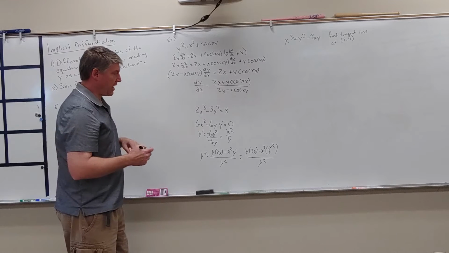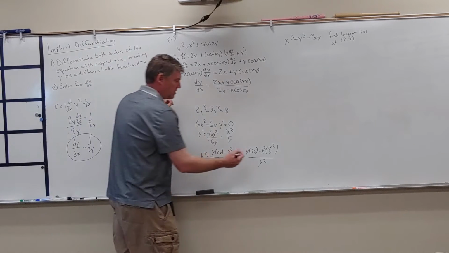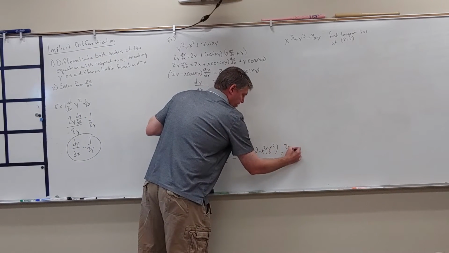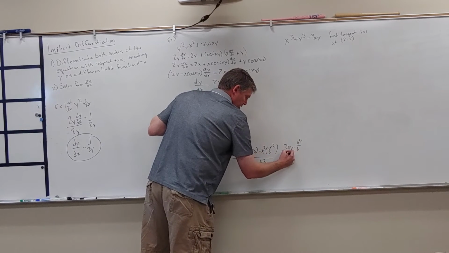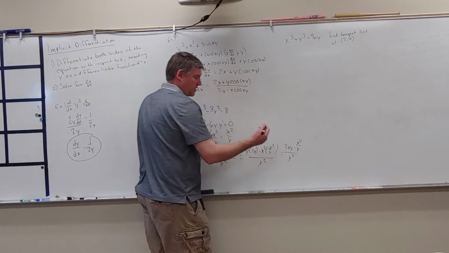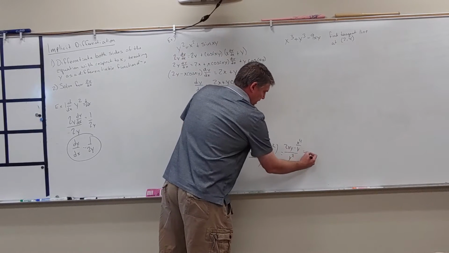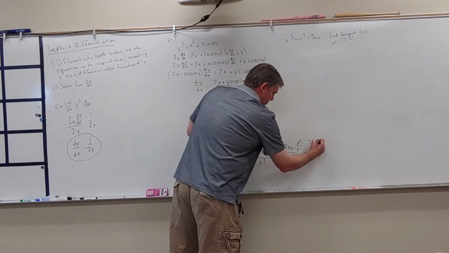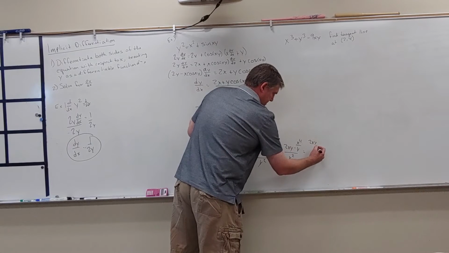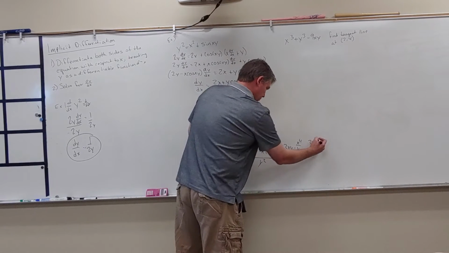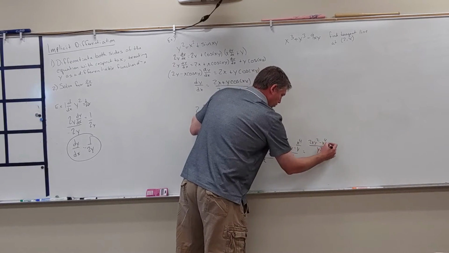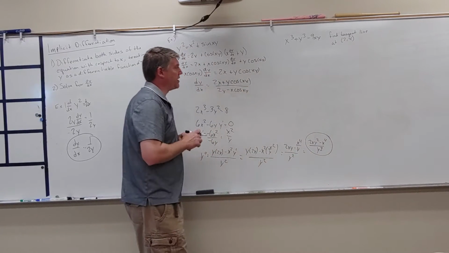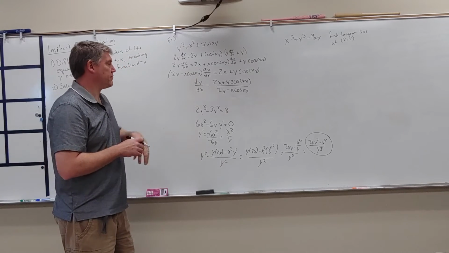And so I could simplify this a little bit here. 2xy minus x to the fourth over y, all over y squared. One more time: 2xy squared minus x to the fourth over y cubed. Okay, so there's my piece there.